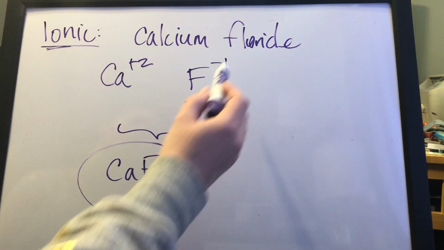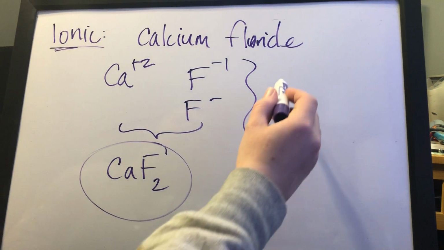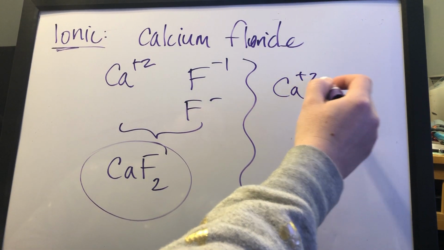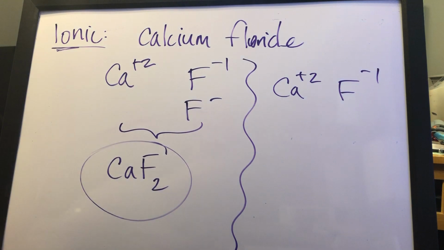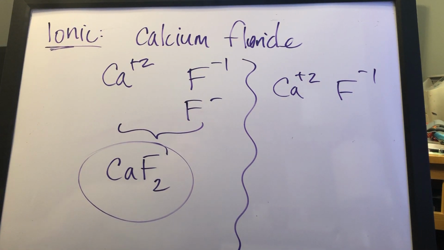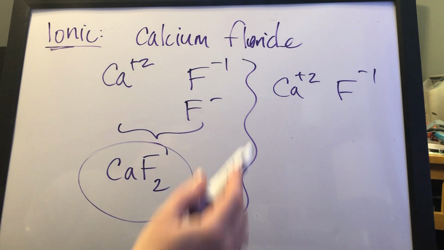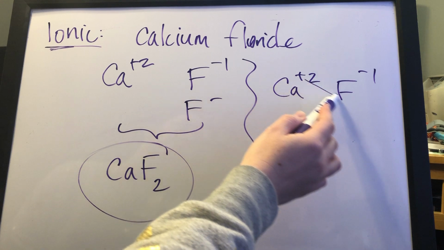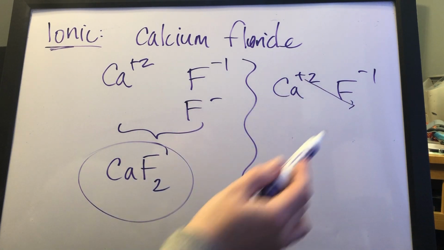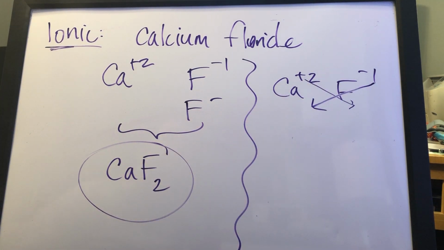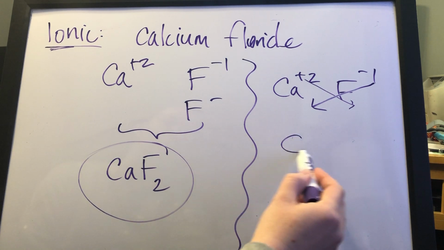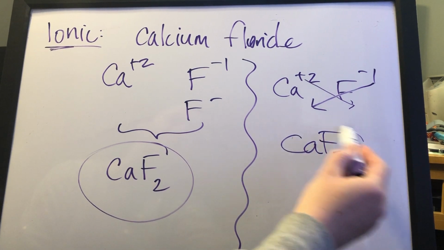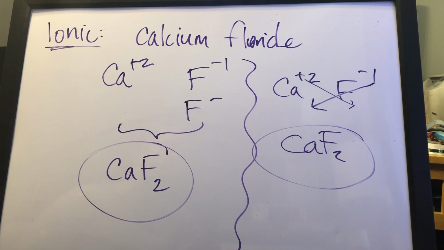Now some of you may have learned what I like to call the crisscross method, and that will work. It's perfectly fine. It's not how I teach it, but it's perfectly fine to do it. So in the crisscross method, you still write your charges, but you pull this charge down and that becomes the subscript, and you pull this charge down and that becomes the subscript. So you're still left with a formula of CaF2. So the crisscross method does in fact work every time.